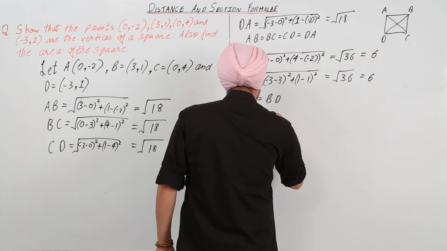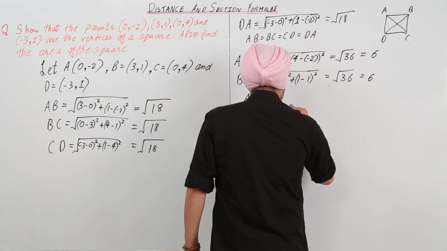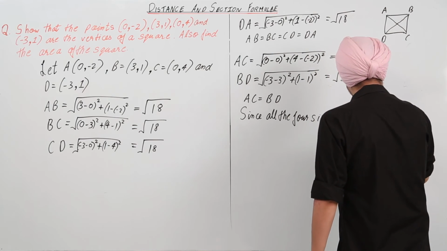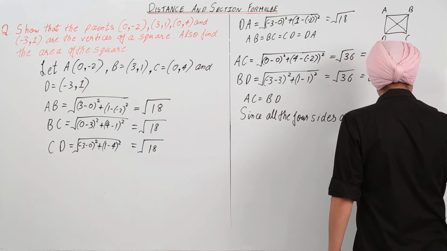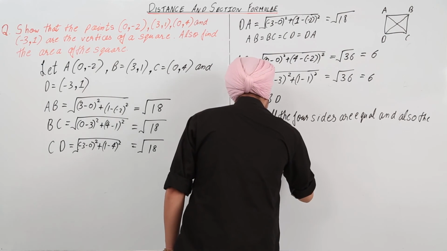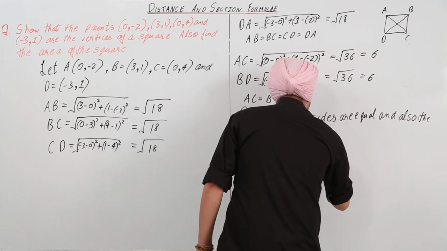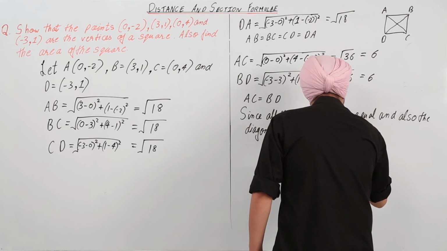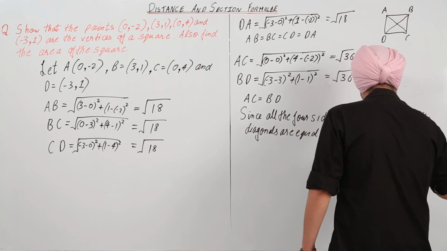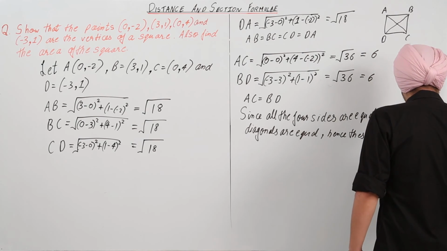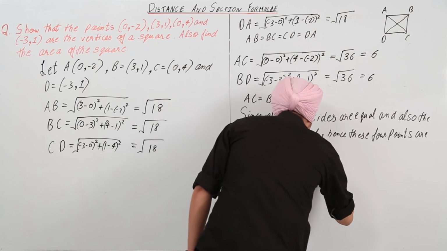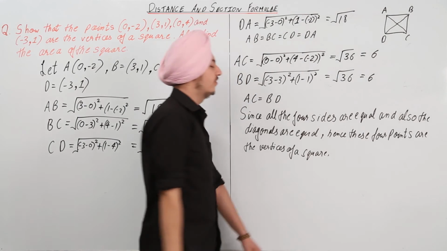So now I'll just write down the statement. Since all the four sides are equal and also the diagonals are equal, hence these 4 points are the vertices of a square. Now we've proven that it is a square.